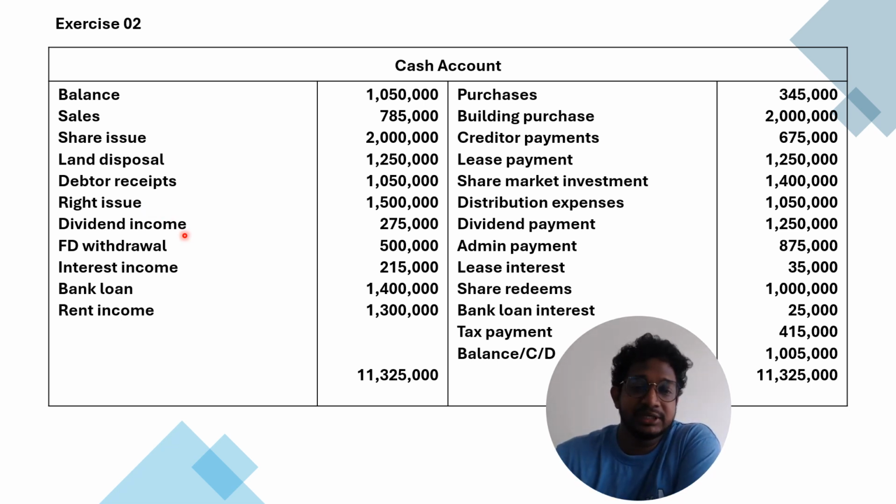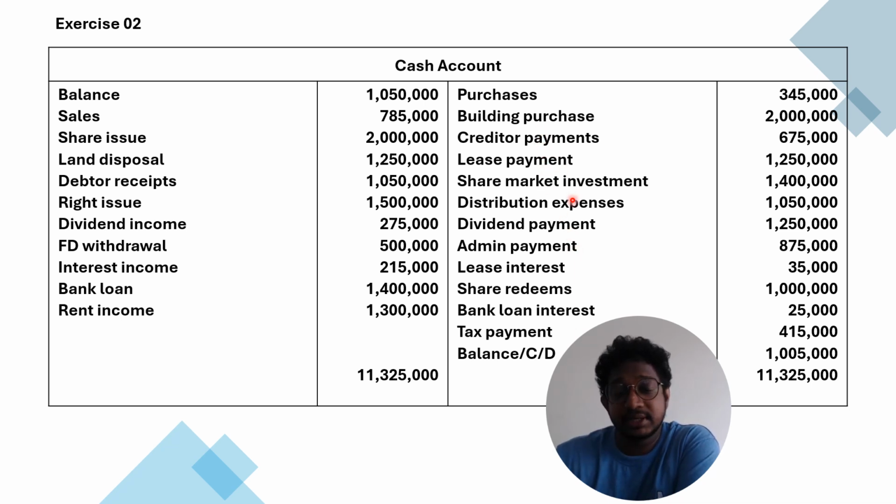Dividend income, cash inflow in investing. FD withdrawal, investing cash inflow. Interest income and rent income, cash inflows in investing activities. And bank loan, you are financing the company, financing activities as cash inflow. So let's see cash payments, cash outflows. Purchases, creditor payments, distribution expenses payment, and admin payment come in operating activities as cash outflows.